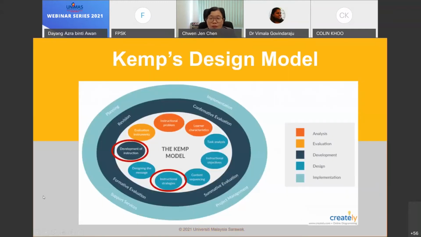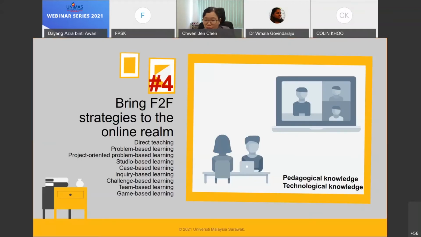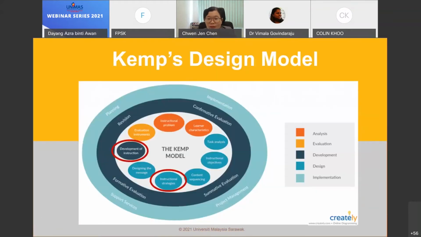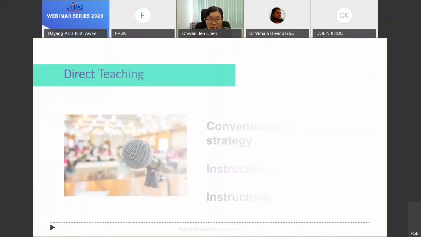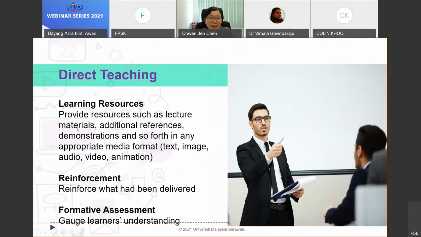All right. So this particular consideration, if you refer to CAM's design model, is very much related to the instructional strategy, which is the pedagogical knowledge, and the development of the instruction, which is the technological knowledge. So it's very related to these two steps in CAM's design model. Okay, now direct teaching. I'm going to talk about only the first one. So in direct teaching, we talk about learning resources.